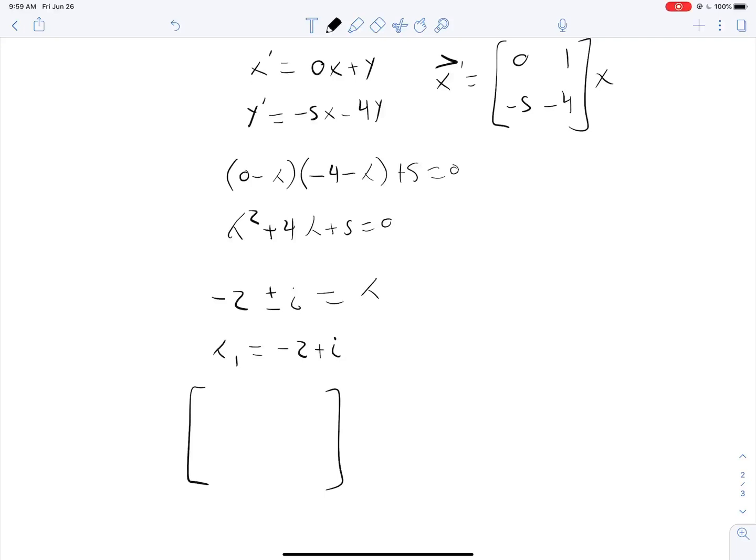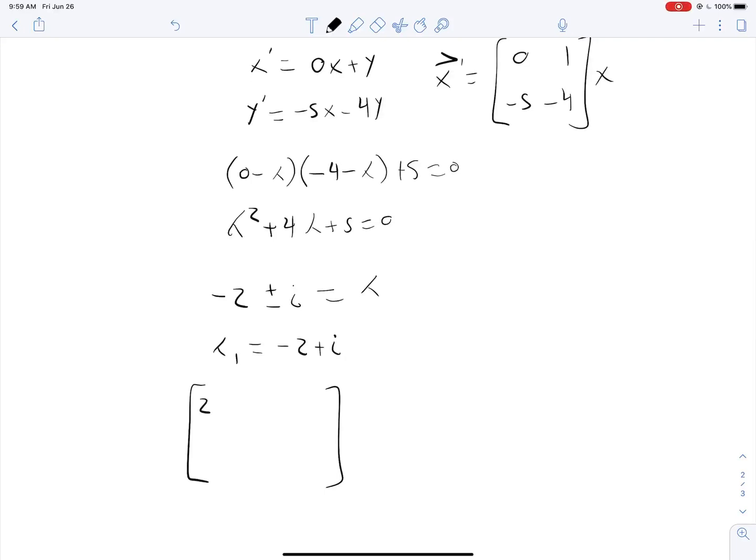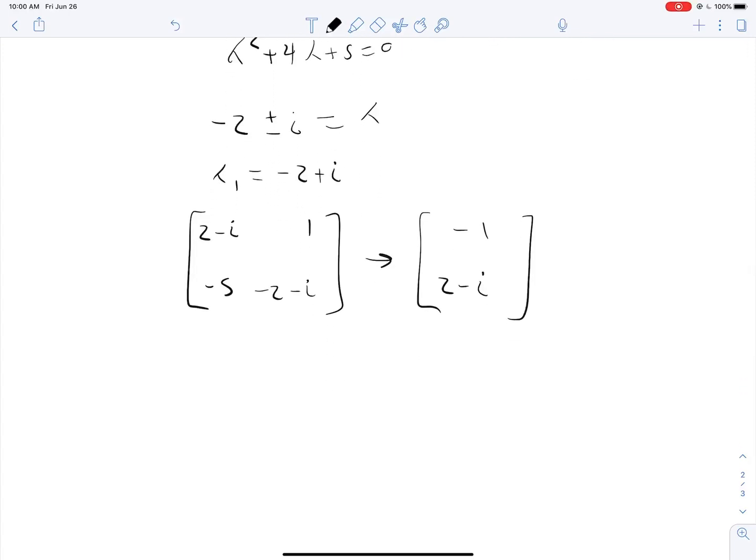Now, A minus lambda I will give us 2 minus i, 1, negative 5, negative 2 minus i. And we can use either one of these rows to find our eigenvector, and we'll get a different looking solution that will actually be identical. Using row 1, because the numbers are a little smaller, is what I'm going to go with. So this will give us an eigenvector of negative 1, 2 minus i. So now we're pretty close to having our solution, actually.